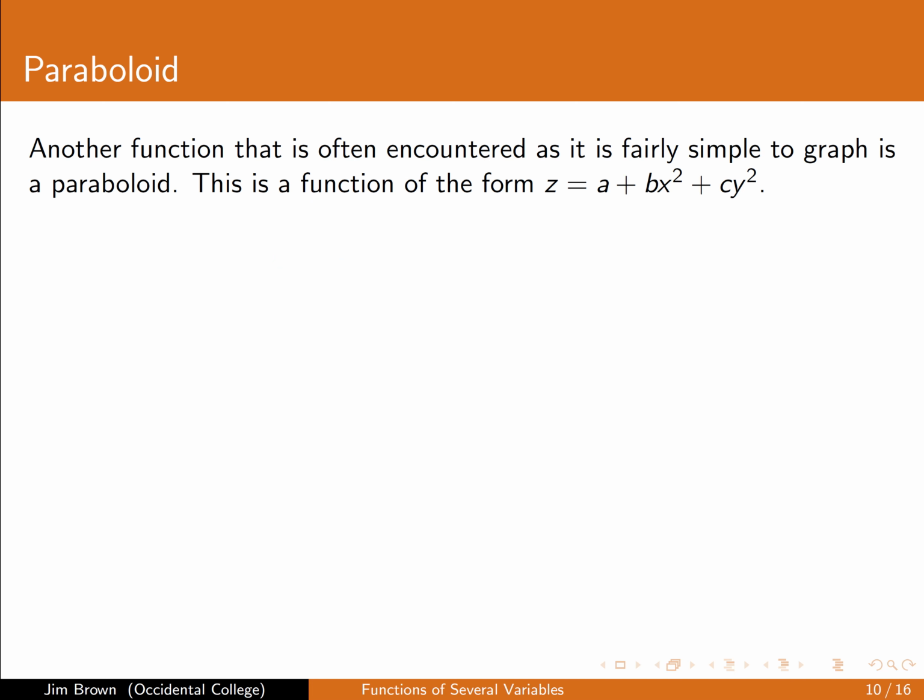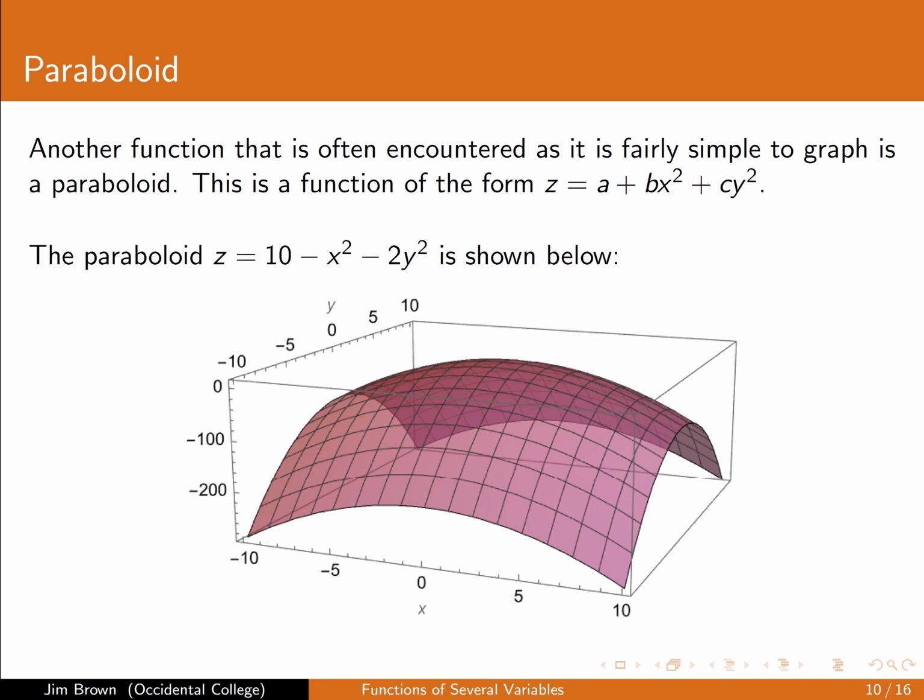Another function that one encounters often, and that I like to use as my default graph when I'm trying to demonstrate something, is called a paraboloid. You can think of this as a parabola generalized to one more dimension. So it looks like z is equal to a plus b times x squared plus c times y squared. Here's an example: z is equal to 10 minus x squared minus 2y squared. So here a is equal to 10, b is negative 1, and c is negative 2. You can see it looks kind of like a bowl upside down in this case.